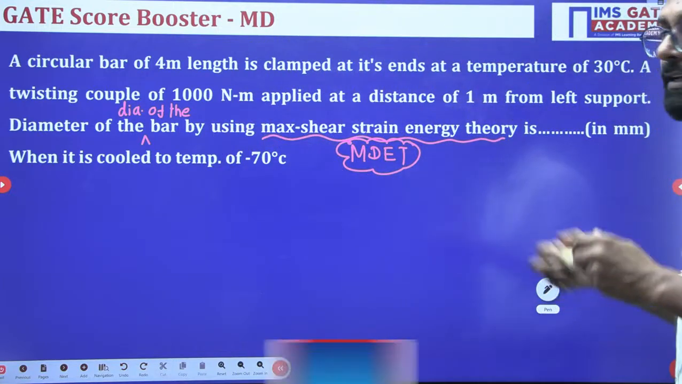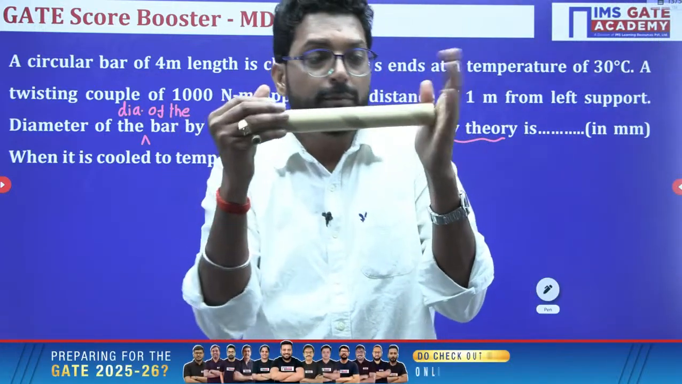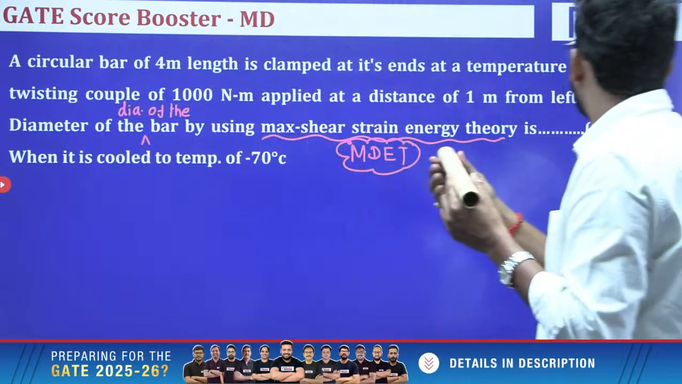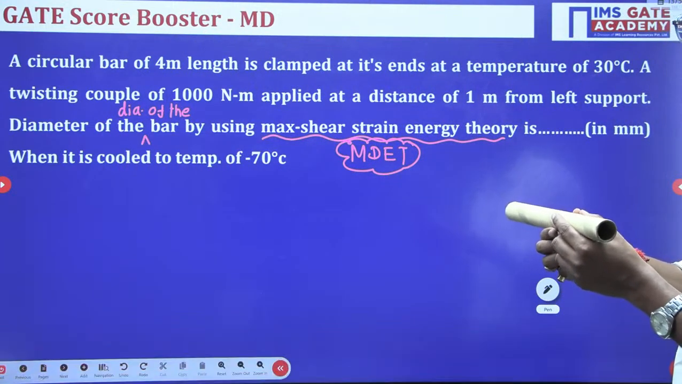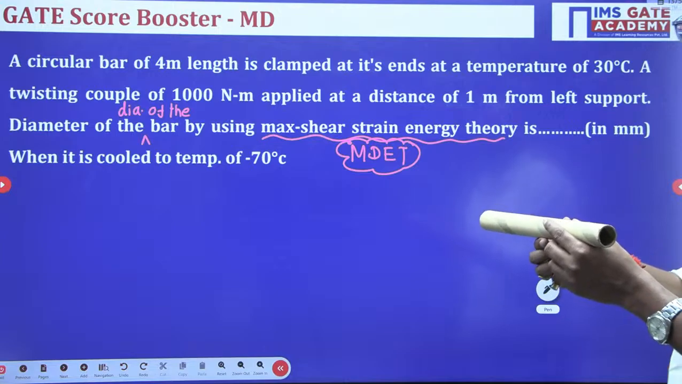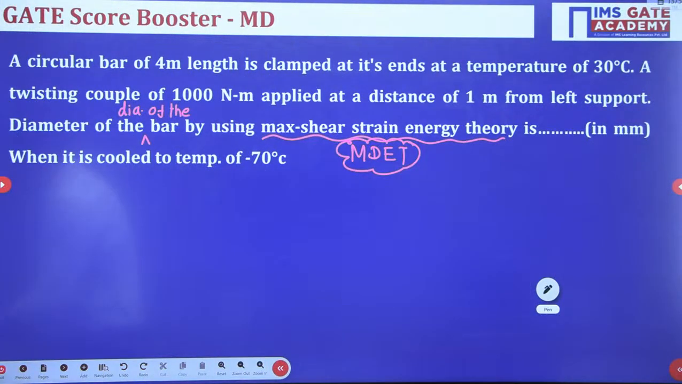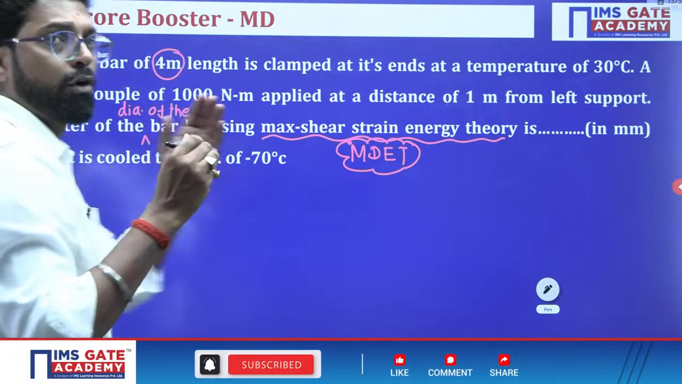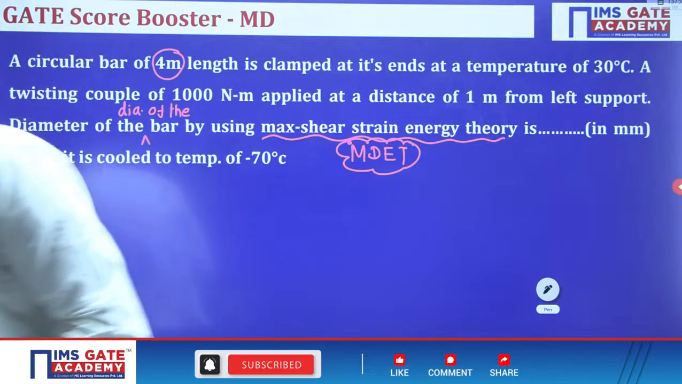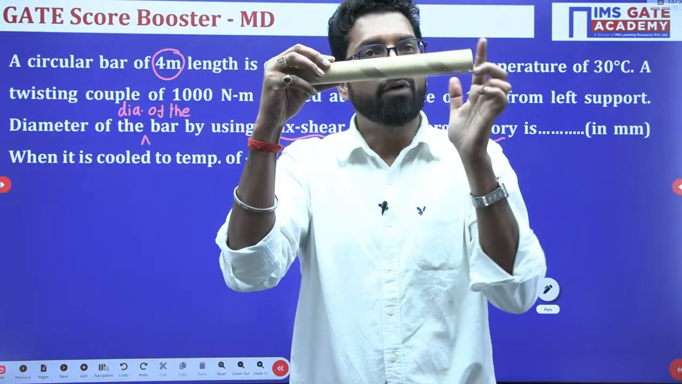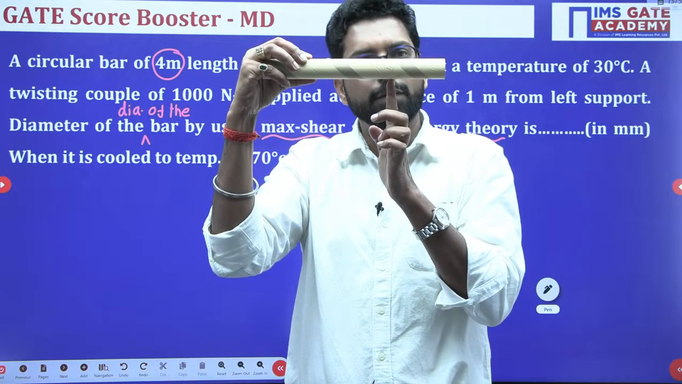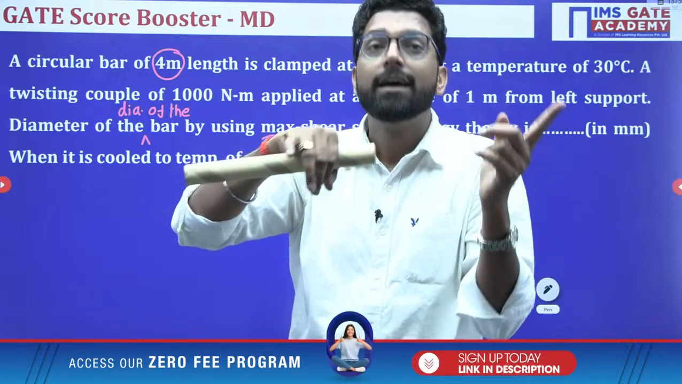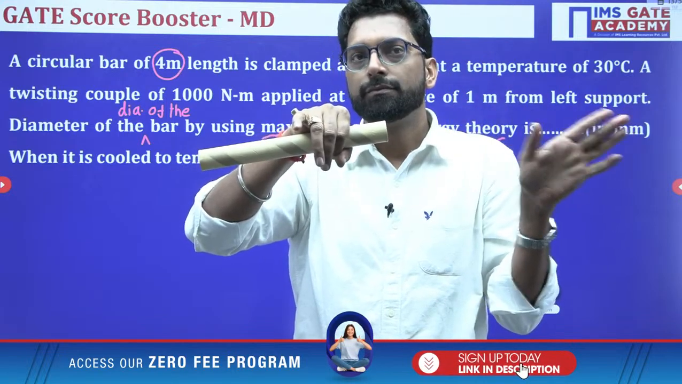Now we are also applying a torsional moment of 1000 Newton meter at a distance of 1 meter from the left support. The total bar length is 4 meter, yes, it is given. On this bar length, from the left support at 1 meter, we are applying the twisting moment. So there is a torsional moment.